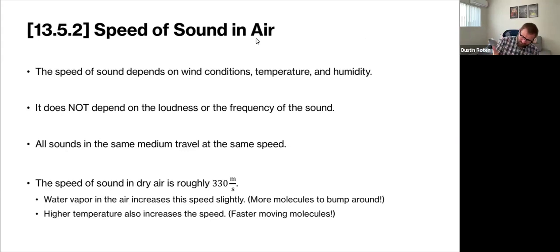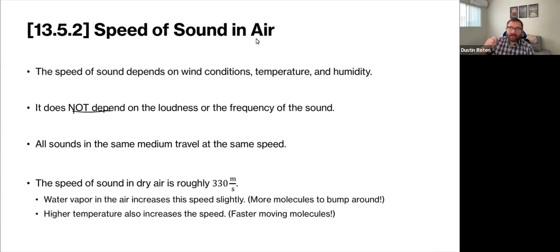Something to note is that while all this is happening, the speed of sound only depends on wind conditions, temperature, and humidity. It does not depend on the loudness or the frequency of the sound. So a low sound will not travel faster than a high-pitched sound. They travel the same speed. If you scream louder, it's not going to get there faster. Even if you whisper, it's not going to get somewhere slower.